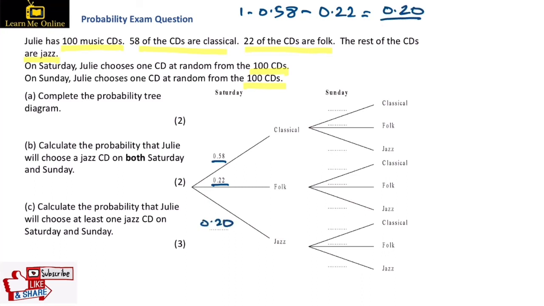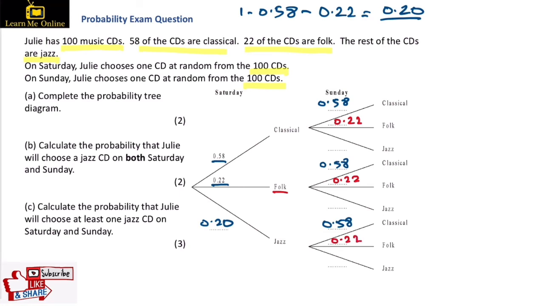Which I'm going to write down over here. I'm going to write down the classical is 0.58. So where there is a classical, I'm going to write down 0.58 here, then 0.58 here, and 0.58 would be here as well. I'm going to write down the next one now. So where there is a folk, it would be 0.22. So I'm writing down 0.22 here, then 0.22 would be here, and 0.22 would be here as well.